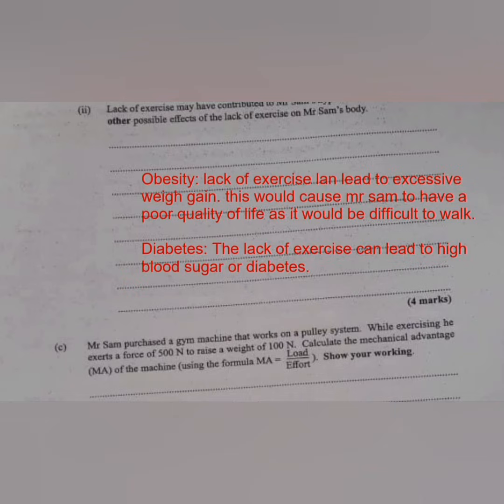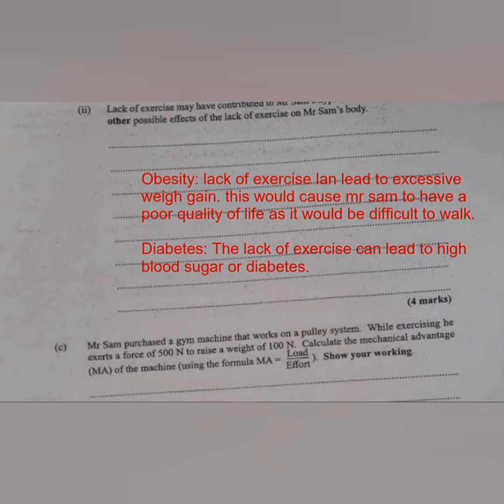Mr. Sam purchased a gym machine that works on a pulley system. While exercising, he exerts a force of 500 newtons to raise a weight of 100 newtons. Calculate the mechanical advantage MA of the machine using the formula MA equals load over effort, and show your working.